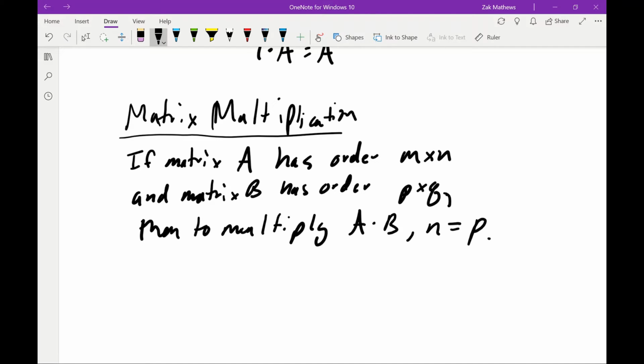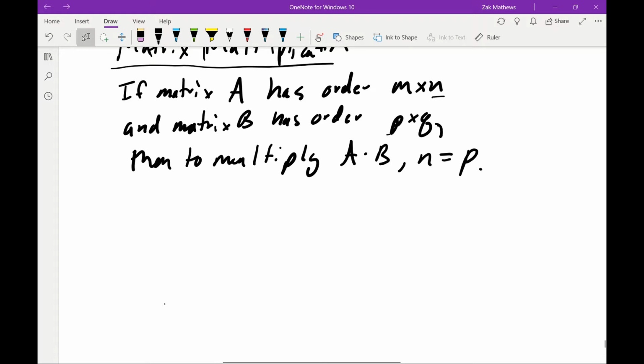And notice the order here matters. And I'm kind of giving away one of the properties already, but the order here matters. I'm not saying B times A, I'm saying A times B. That's very deliberate. Then what we're saying is those inner orders, whatever we're multiplying, those two things have to match, n has to be the same as the p.